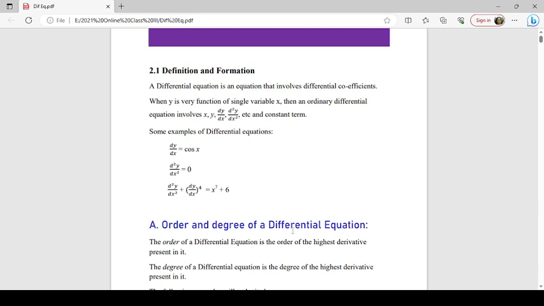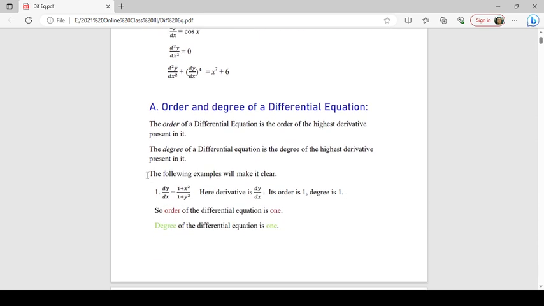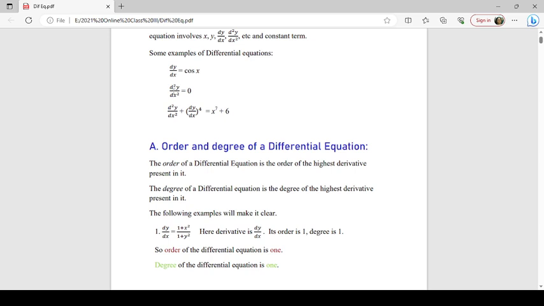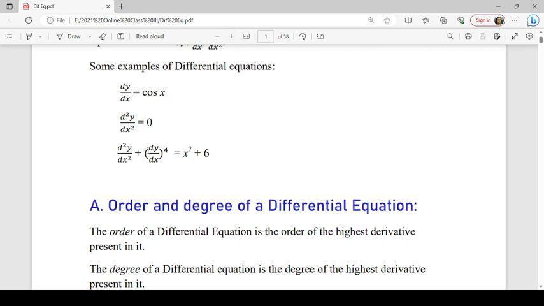And order and degree of a differential equation. The order of a differential equation is the highest derivative present in it. So order means this is second order, this is second order. So this is a second order differential equation, d2y/dx2. So the order of this equation is 2.